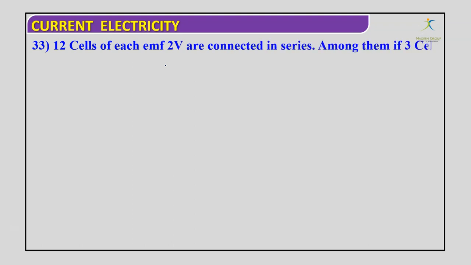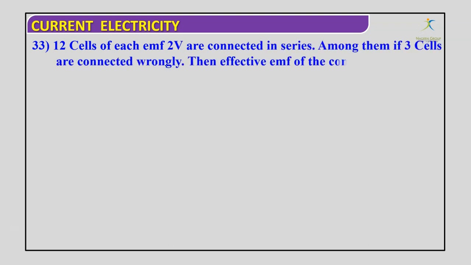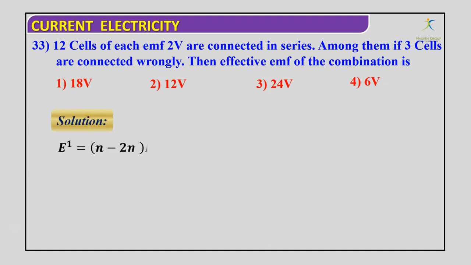Moving ahead with the next question: 12 cells, each of e.m.f. 2 volt, are connected in series. Among them, 3 cells are connected wrongly. Then the effective e.m.f. of the combination is, we have these options. Now, for the solution part, we know that E equals N minus 2M times E. So, 12 minus 6 times E, we will get E equals 12 volt. Hence, the correct option for this question is 12 volt.